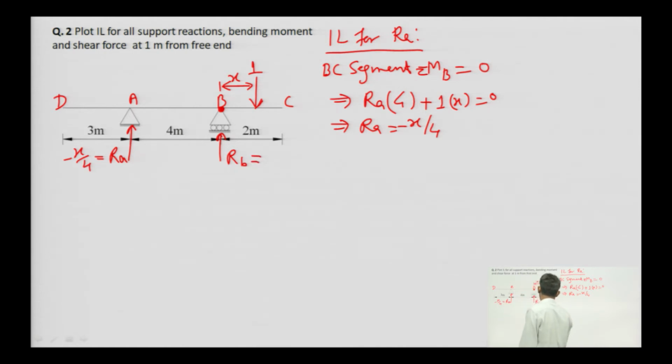So, what will be the value of RB? RB will be 1 plus x by 4.